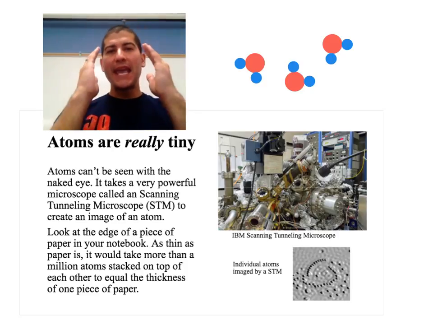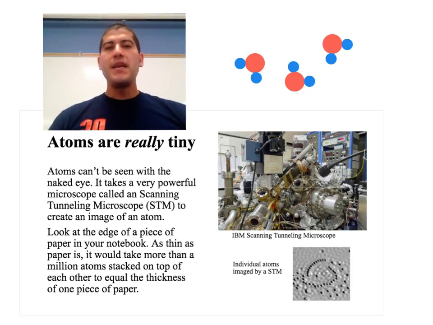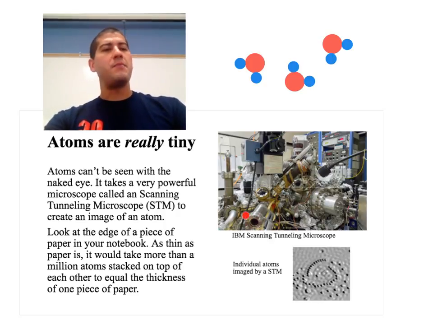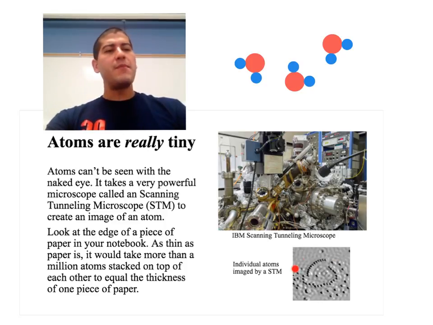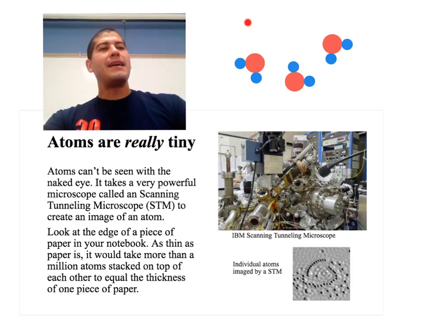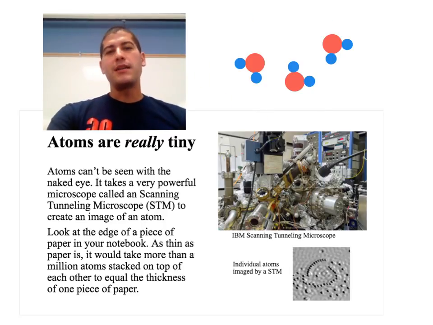So of course, we can't see atoms with our eyes. We can't even see atoms with the microscopes that we have in our lab. It takes a super sophisticated microscope called a scanning tunneling microscope to produce images of atoms. And they look quite a bit like the Mickey Mouse water molecules that we saw on the last slide.